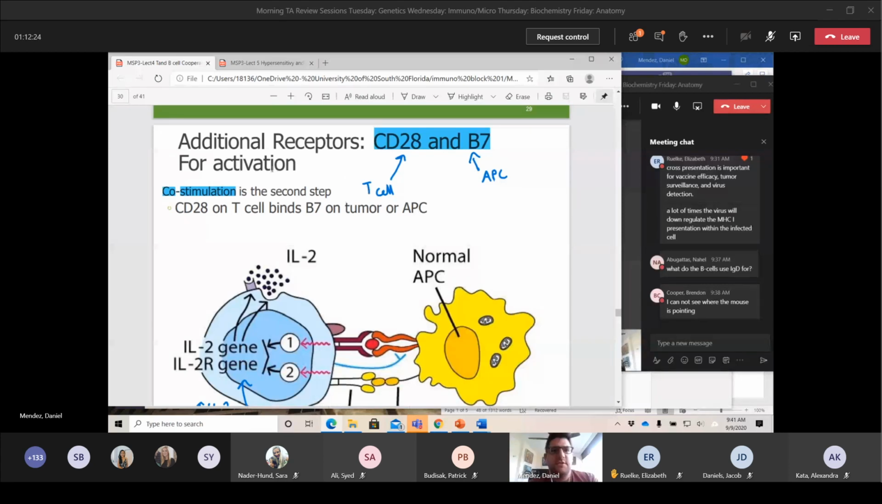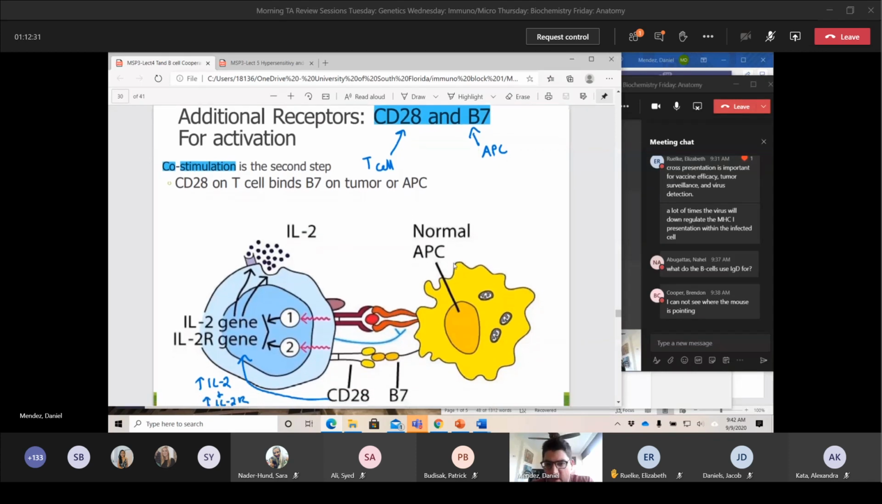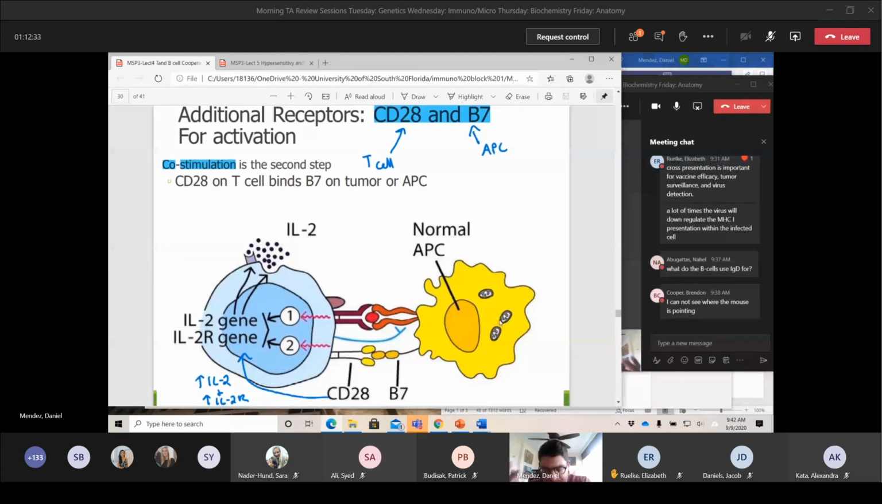So our first stimulatory signal that we're going to talk about is CD28 and B7. B7 is going to be on our APC, so on our dendritic cell or our macrophage, or depending on the type of MHC, it could be on any nucleated cell. And then CD28 is going to be on our effector cell, on the T cell. So here we have the MHC. It's going to be an MHC class 2, because we can tell from the shape. Our MHC class 2 is going to be binding with the T cell receptor here on the T cell.